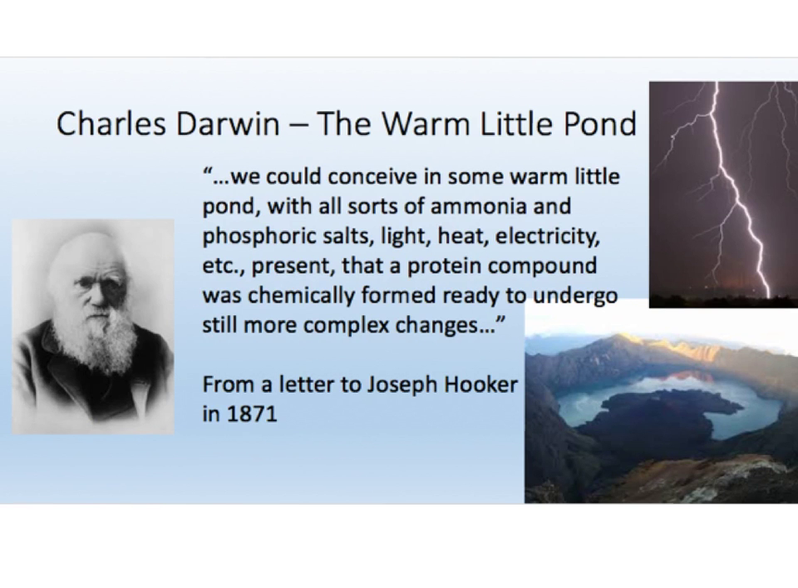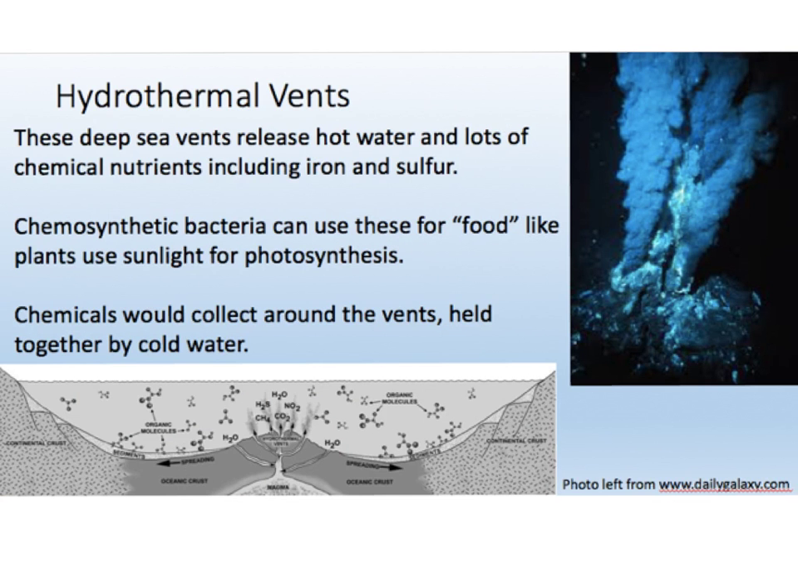Well, Darwin believed that life got started on Earth in what he called a warm little pond. He said we could conceive in some warm little pond with all sorts of ammonia and phosphoric salts, light, heat, electricity, etc. present, that a protein compound was chemically formed ready to undergo still more complex changes. This comes from a letter that he wrote back in 1871. He kind of pictured this scenic little pond provided with all of the chemical nutrients it needed and energy, perhaps in the form of electricity from lightning, creating this circumstance where life could arise.